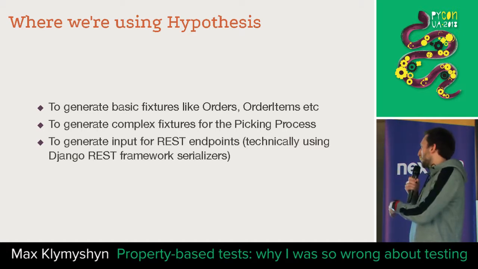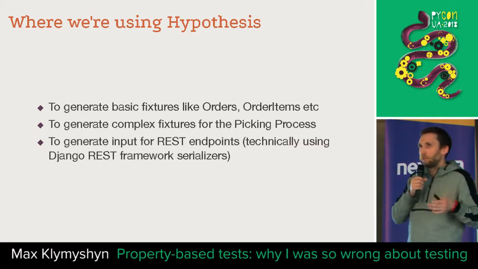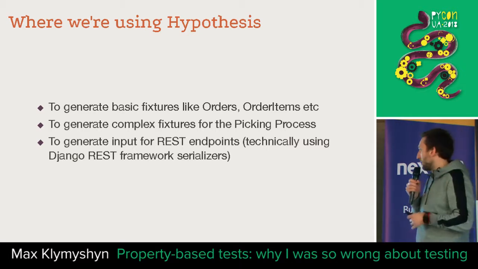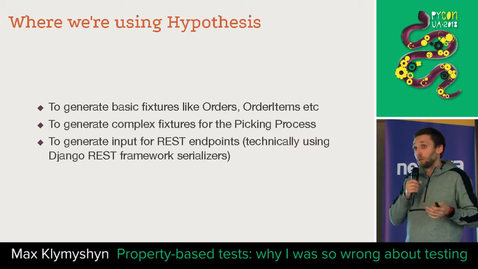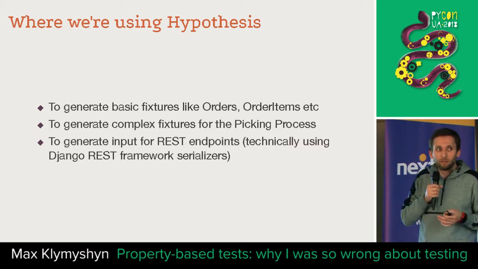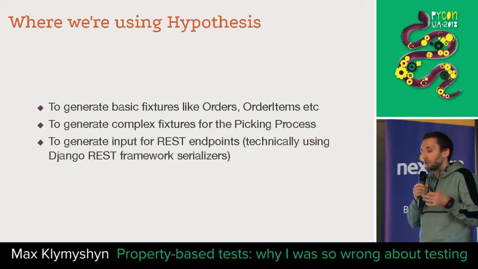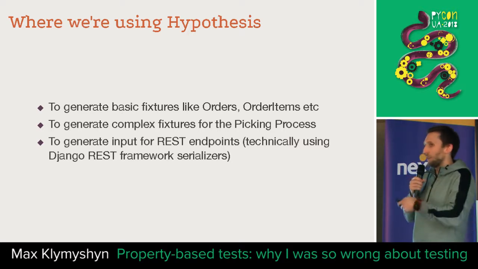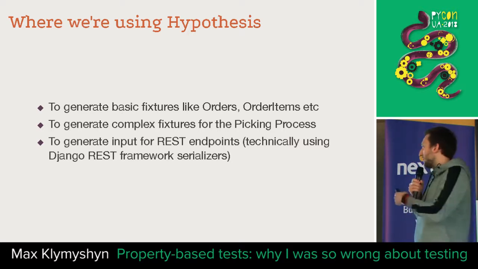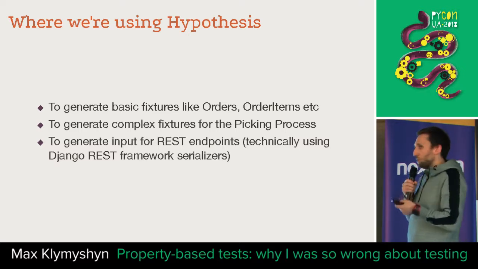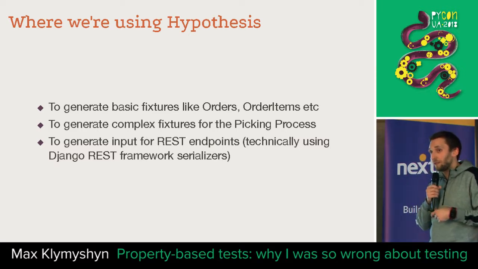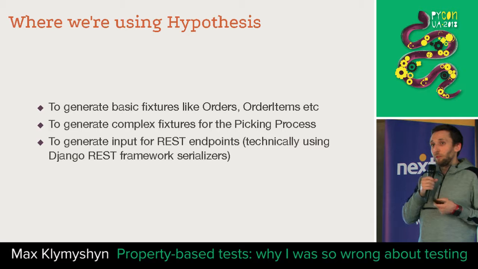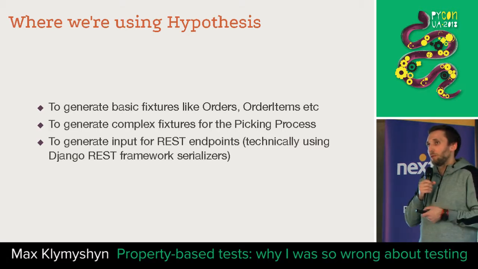For example, a whole picking process, which is like 15 models, is generated by Hypothesis. So there are these complex relations. It's quite useful, and there's not much effort to support this data. And also, the idea we want to employ is to generate input for REST to create end-to-end tests. So basically that's it. Very basic stuff.